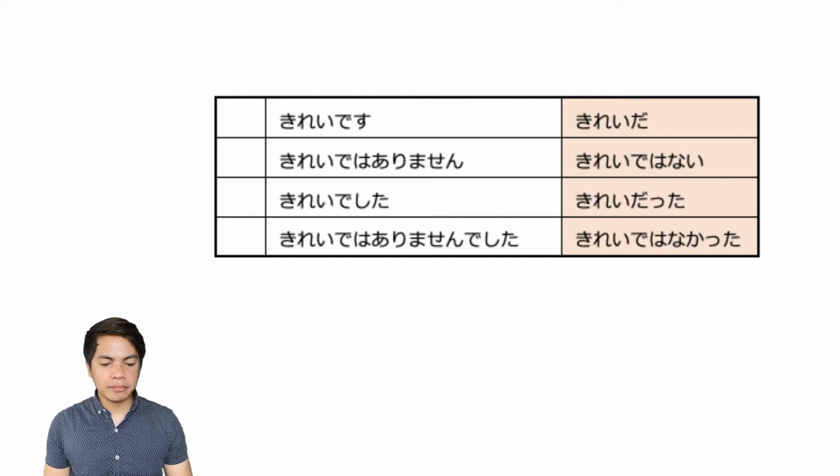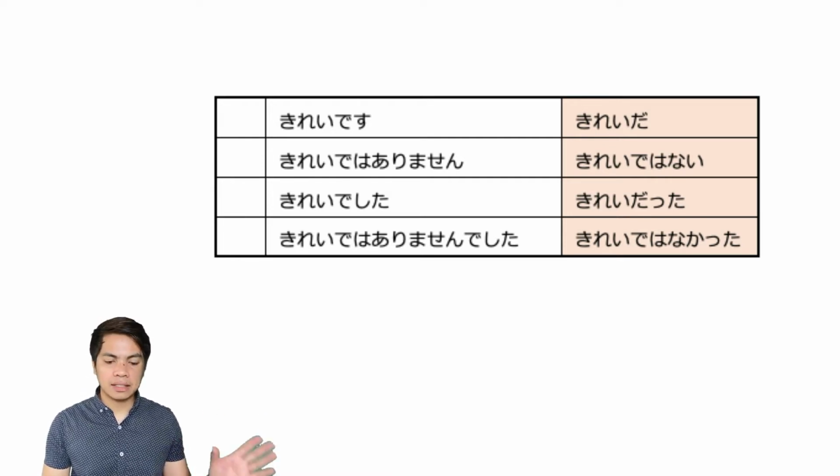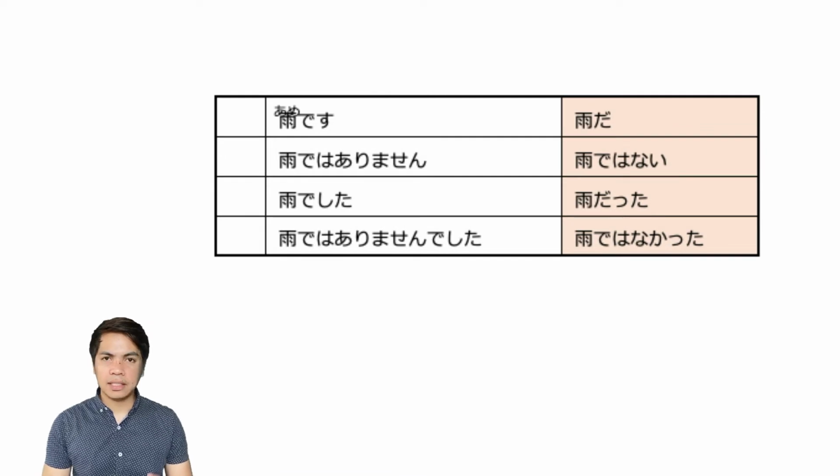Kirei dewa arimasen. If you remember a while ago, the plain style for arimasen is nai. Kirei dewa arimasen, kirei dewa nai. Next, kirei deshita. The plain style for deshita is datta. Kirei datta. Next line, kirei dewa arimasen deshita. Kirei dewa arimasen, kirei dewa nai. So nai plus past tense is nakatta. Kirei dewa nakatta.